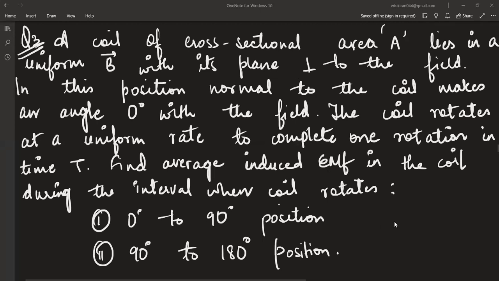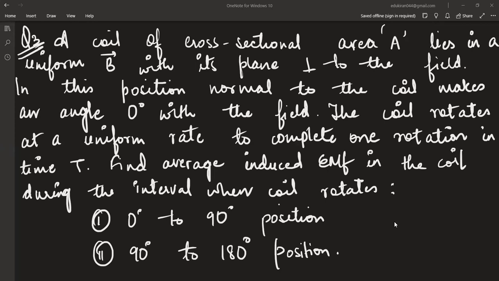Done. Now, see, this says that a coil of cross-sectional area A lies in a uniform magnetic field B with its plane perpendicular to the field. So in this position, the normal to the coil makes an angle 0 degree. Normal to the coil means perpendicular to the coil, the area vector which we use. So the coil rotates at a uniform rate to complete one rotation in time t. You have to find the average induced EMF in the coil during the interval.